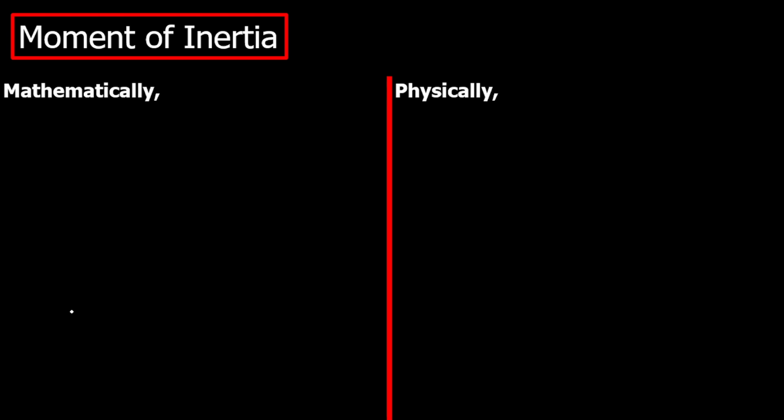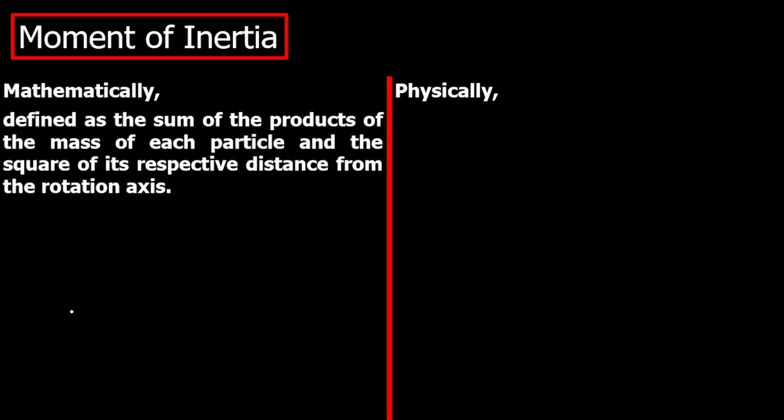So mathematically, how do we define moment of inertia? It is defined by the sum of the products of the mass of each particle and the square of its respective distance from the rotation axis. Let's call that respective distance r, and we have to square it. And that is our moment of inertia. So here's our equation.